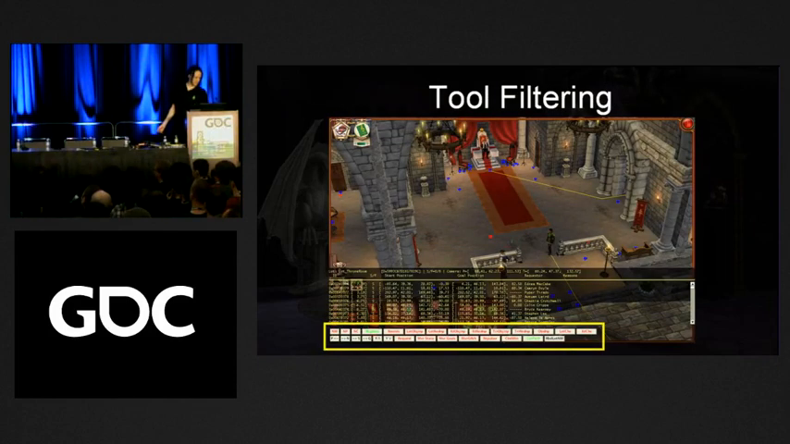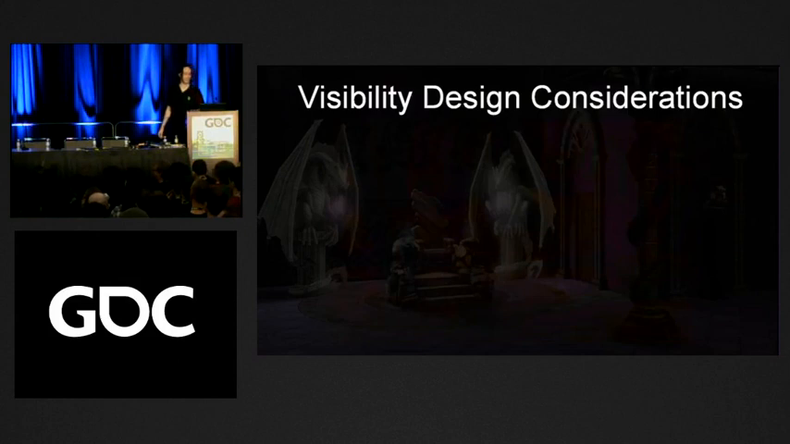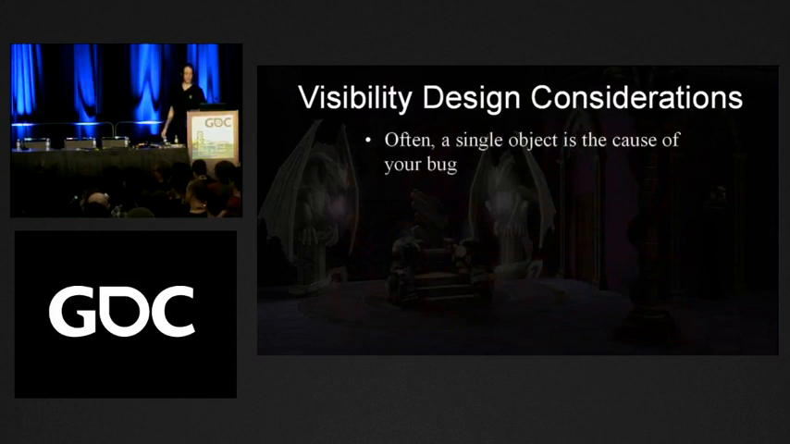What was the other thing I wanted to show you? Oh, the information at the very top of all of this stuff is a history of all of the different routing requests. And that's something really cool. Keep that in mind, because we're going to talk about that a little later. So, visibility design considerations. Usually it's a single object, right? That's the cause of your issue. There's an object right there that might be the cause of all of my problems in this world.